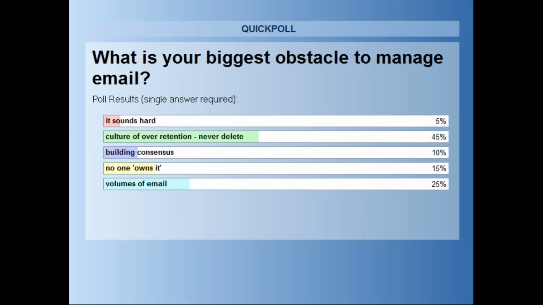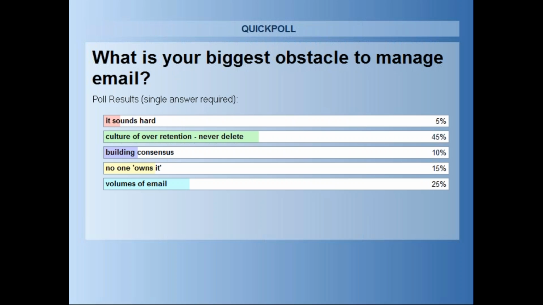And let's see, 45% say it's a culture issue, a culture of over-retention. We've always kept everything. We don't delete. And I do encourage you to start to build a culture of information governance, and it's valuing your information by its asset value and its asset liability as well. It's a balance sheet. You have an information balance sheet, you have assets and you have liabilities. You want to minimize the liabilities and maximize and control those.